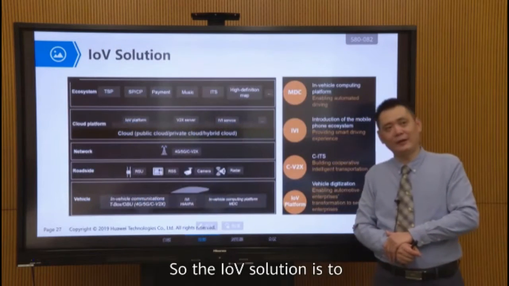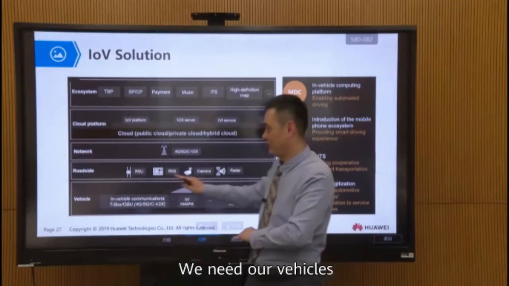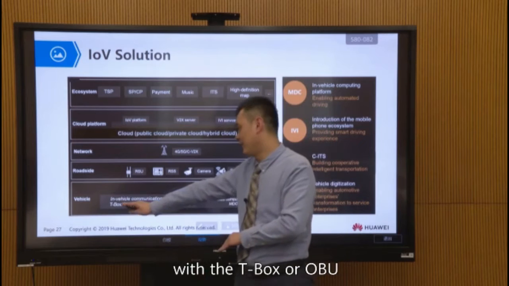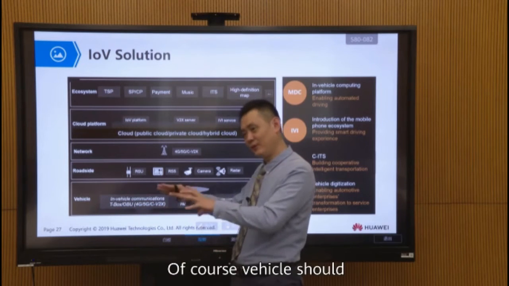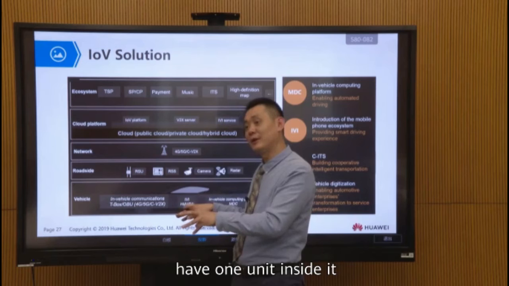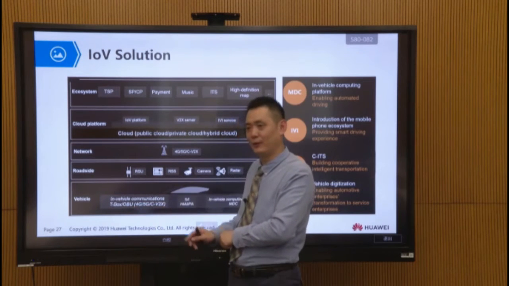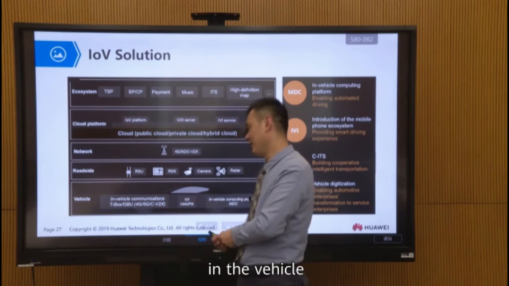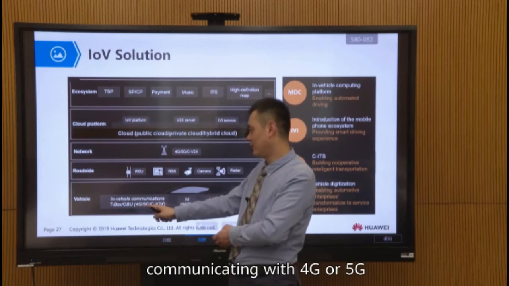So the IoV solution is to form the IoV network, we need our vehicles with the terminal, with the T-box or OBU, the onboard unit. Of course, the vehicle should have one unit inside it. Now you will call it OBU, onboard. That's in the car. In the vehicle, onboard unit. This onboard unit may be communicating with 4G or 5G.